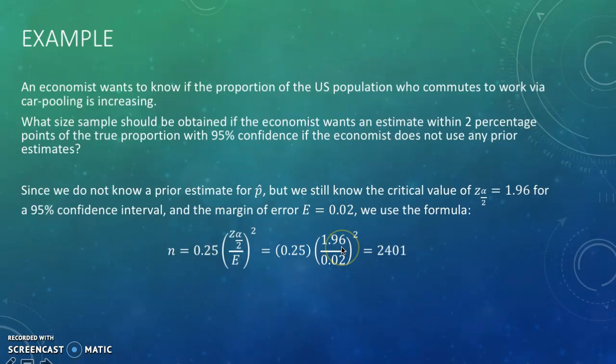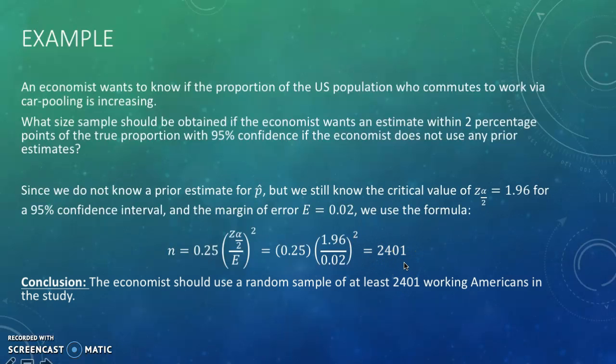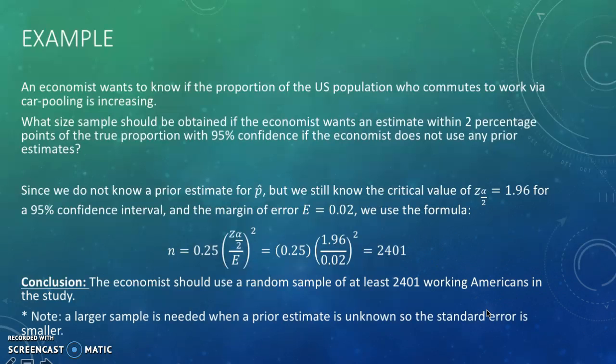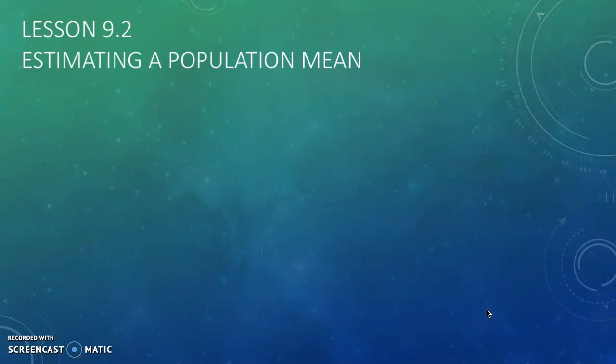Our critical value is still the same because it's still 95%. Our margin of error is still the same because it's still saying within 2 percentage points. This time I got a much larger sample size required. It's 2401. So you need a random sample of at least that many working Americans in the study. And any time that you do this, you're going to need a larger sample when you don't have a prior estimate for P, because you're assuming worst case scenario, or you're assuming that there's an equal chance of success and failure.